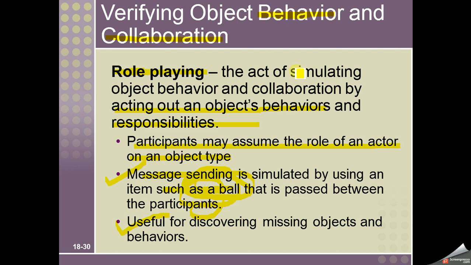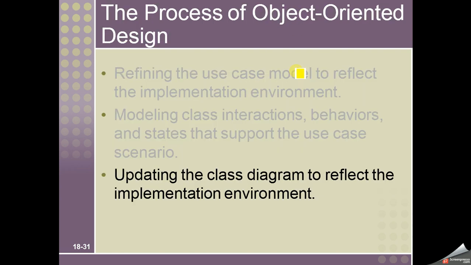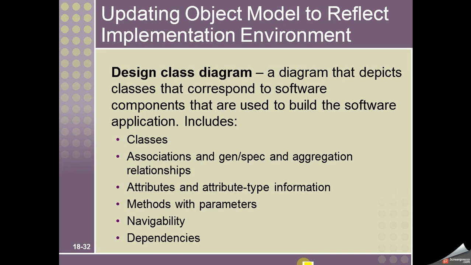The last thing we discussed is the class diagram. So we update the class diagram to reflect the implementation environment. So now the analysis class diagram is taken to put all the implementation details to convert it into a design class diagram. So a design class diagram is a diagram that depicts classes that correspond to software components that are used to build software application.